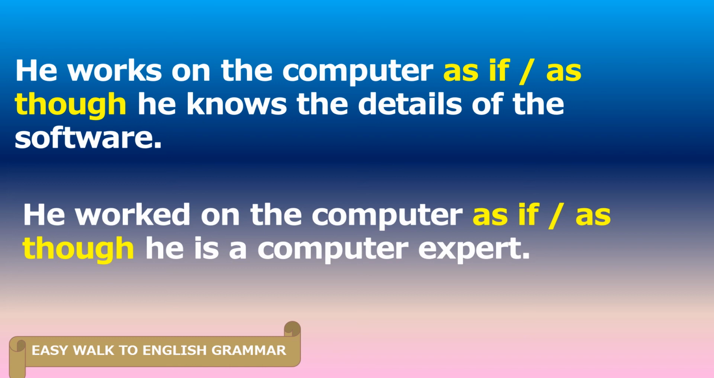When we used were, we were not sure, we were confused. When we used had been, it was not real. We were 100% sure that it was not real. But when we used a present tense form of the verb, here we are 100% sure that nobody is pretending here, but the person is really the person whom we meant to be. That's a change.